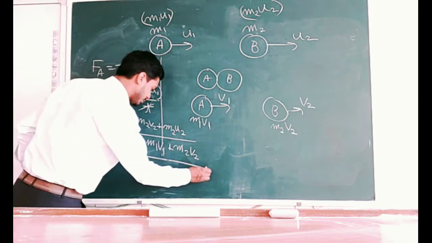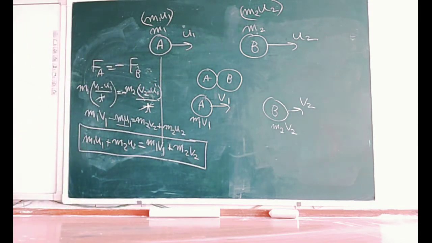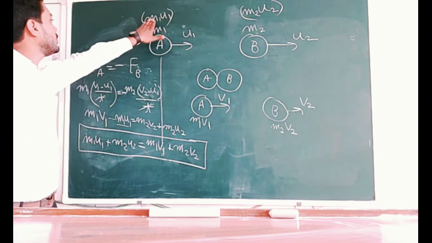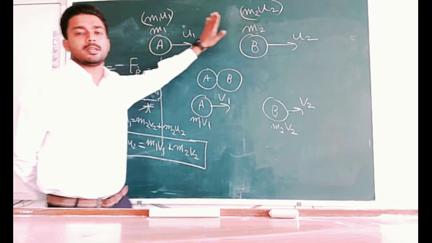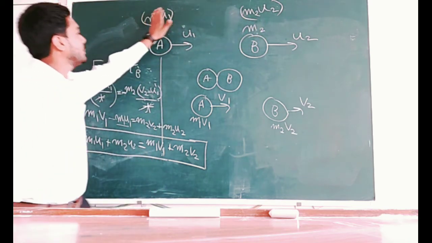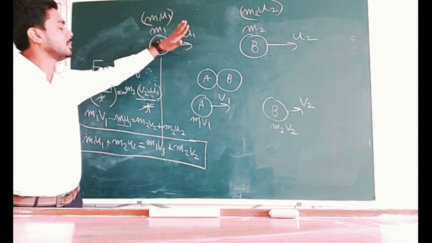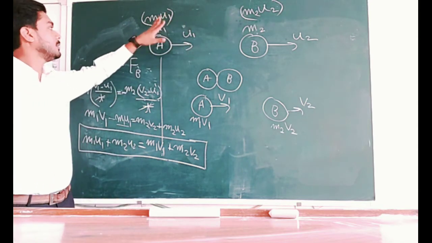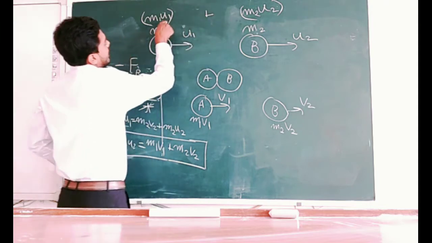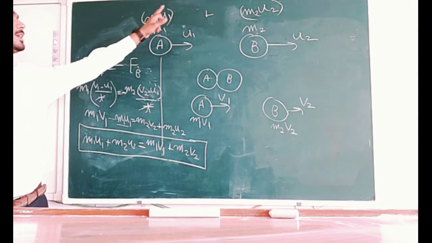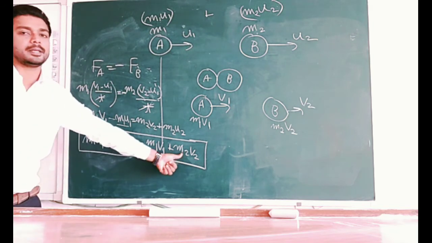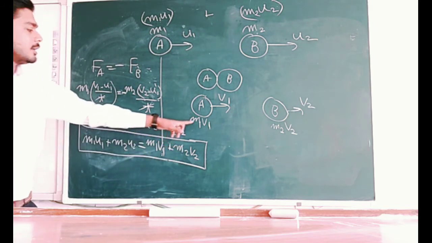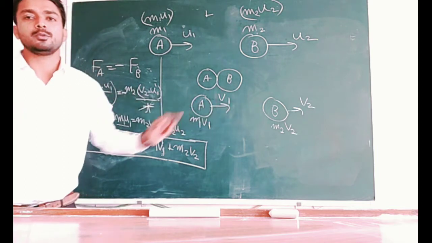This is the result, students, and what this result is showing is that before collision the momentum was m1 u1 and m2 u2. That is the momentum before collision. If you sum these two momenta, you will get m1 u1 plus m2 u2, which is equal to the sum of the final momentum, and the final momentum is m1 v1 plus m2 v2.